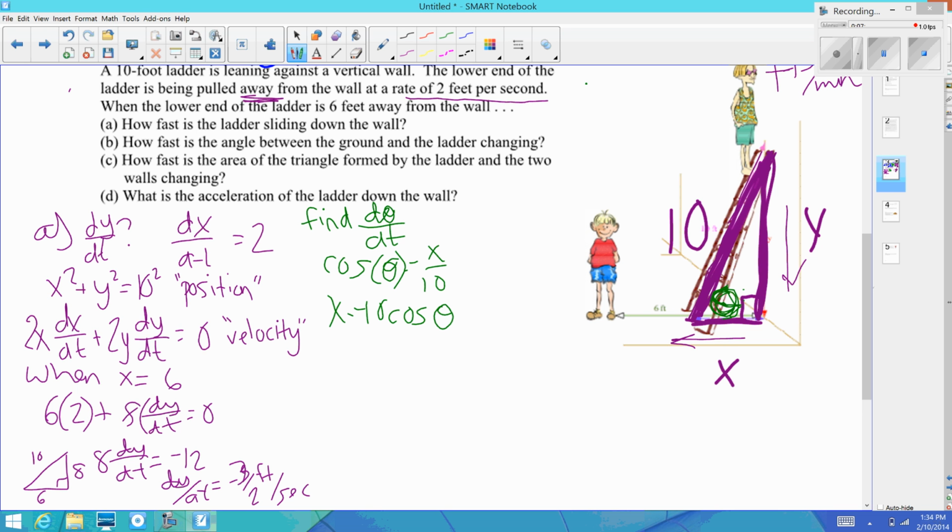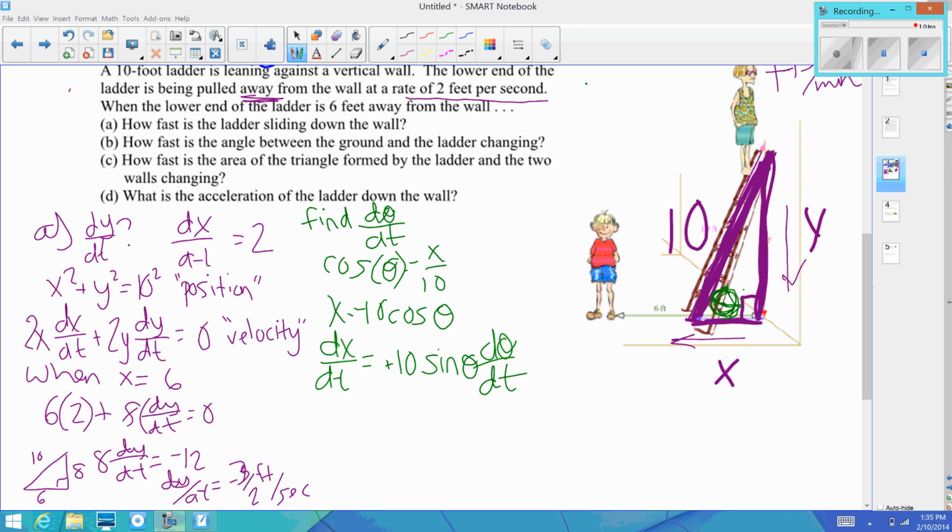So taking the derivative, dx dt equals negative 10 sine of theta, and it actually ends up being positive 10 sine of theta d theta dt. Wait a minute. All right, no, that actually is negative. My equal sign turned into a negative and I can't see. All right, no problem. So there we go.